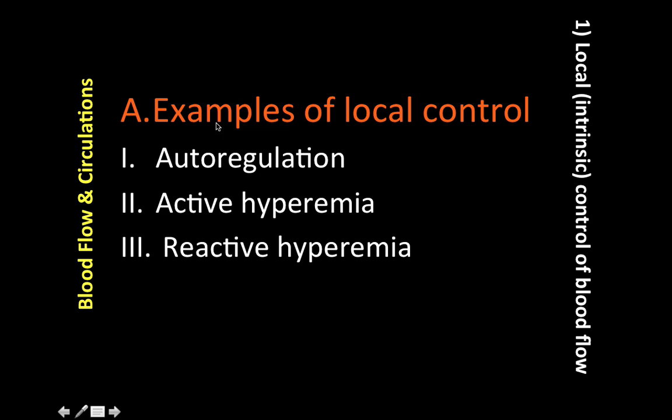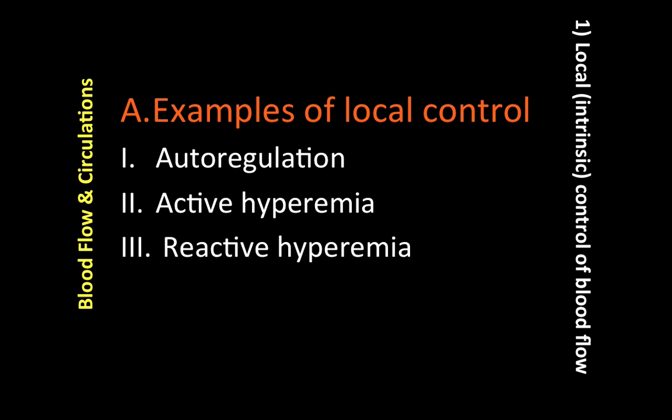Now, the last thing that I want to talk about, or another example of local control, is reactive hyperemia. What does that mean? Okay, reactive hyperemia is an increase in blood flow to an organ that occurs after a period of occlusion of the flow. So if we occlude the flow, then we have something called reactive hyperemia. The longer the period of occlusion, the greater the increase in blood flow, which is above pre-occlusion levels.